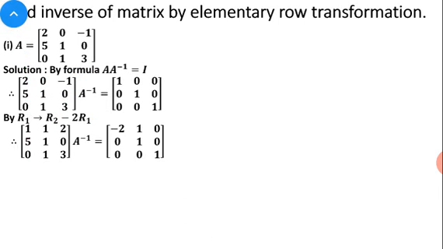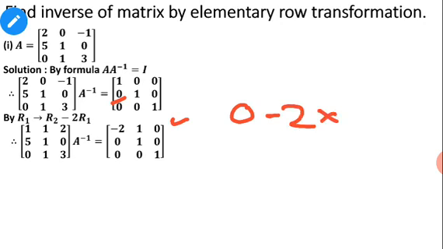Same way I am showing you in the right hand side also. Right hand side also same operation we are performing. So same operation if you are performing, so R2 का first element that is the 0 minus 2 into R1 first element that is 1. So 0 minus 2 that is going to be minus 2. So that's why we got this minus 2.